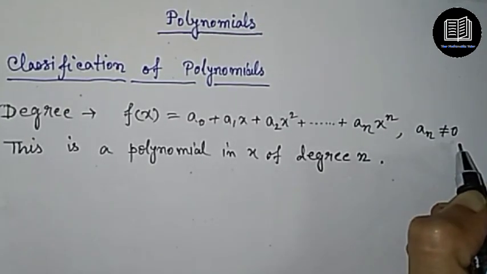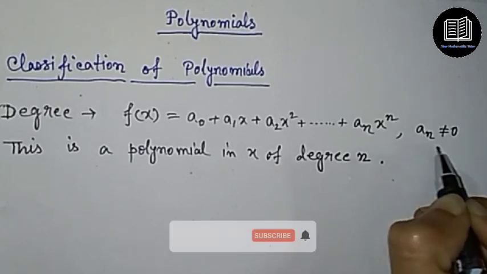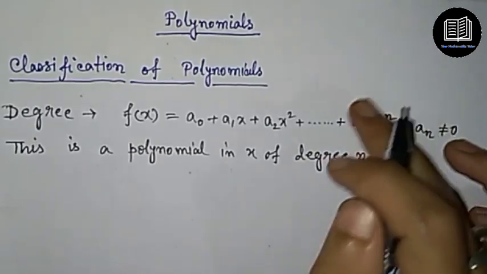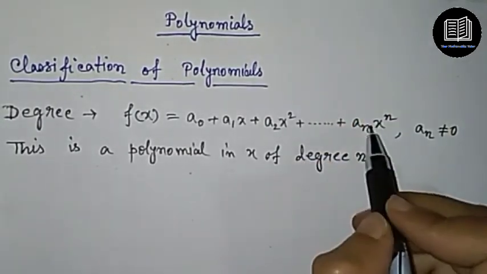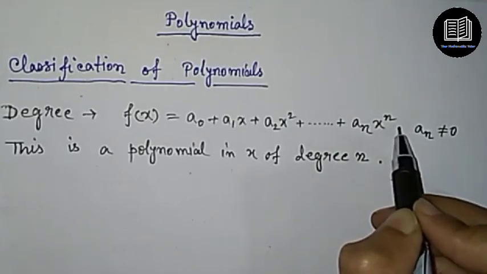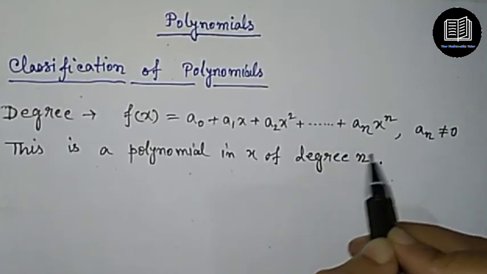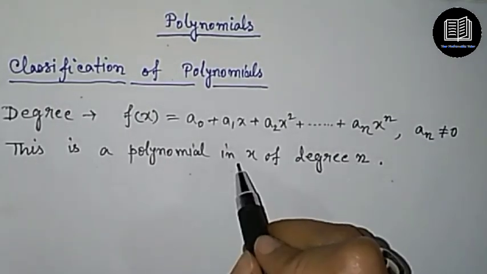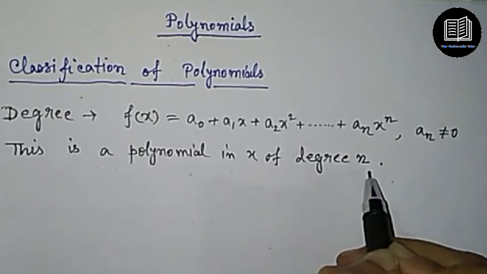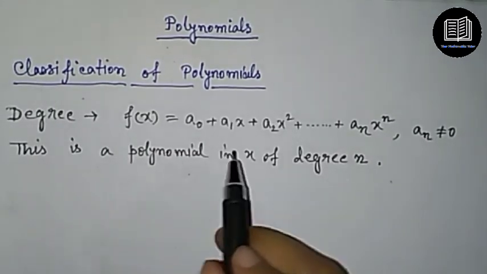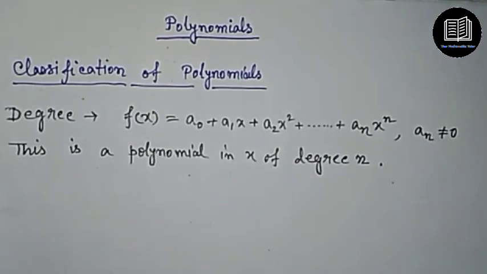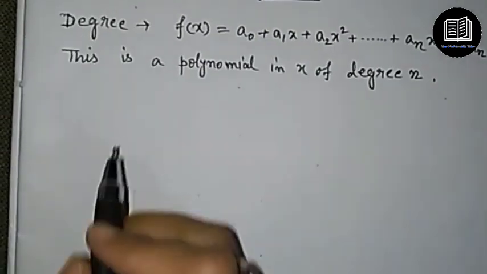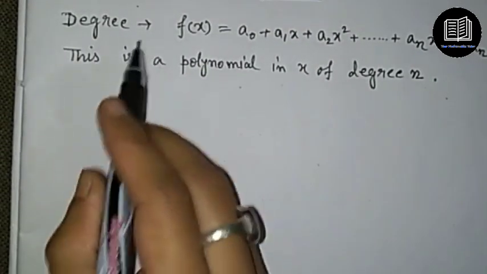See, here I have written that an not equals to 0. Why an not equals to 0? See, if an be 0, then this term vanishes, right? So the highest power does not remain n. So the degree does not remain n. So an must not be 0. Otherwise the polynomial does not remain of degree n. So this is a polynomial in x of degree n. So we now know the degree. Now we will classify polynomials on the basis of degree.